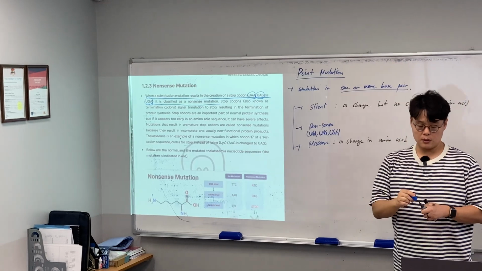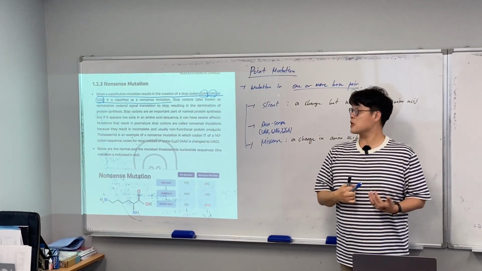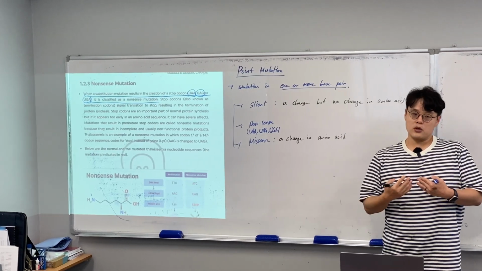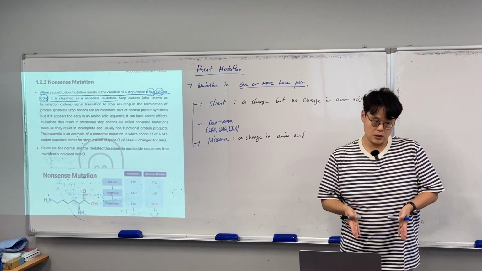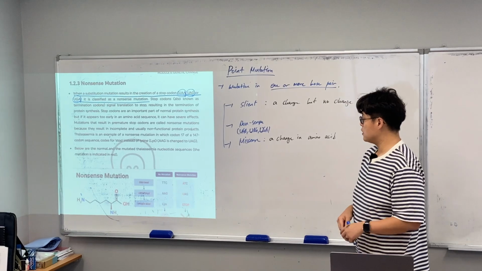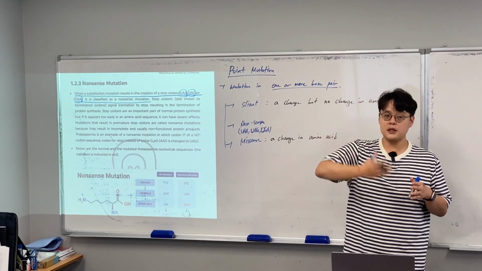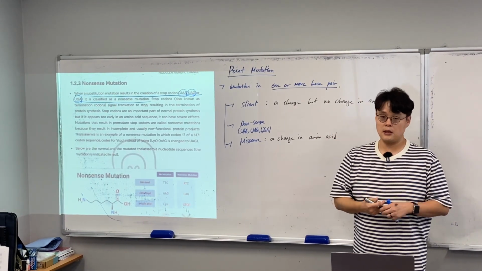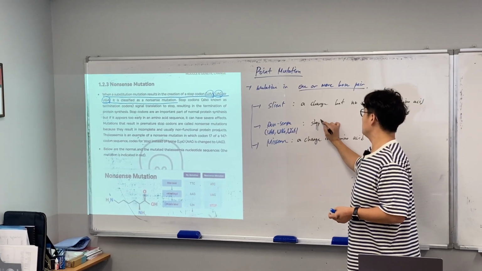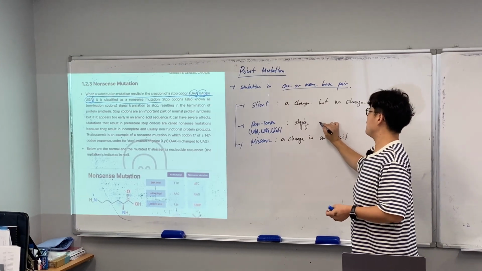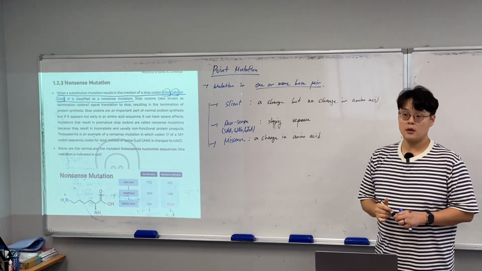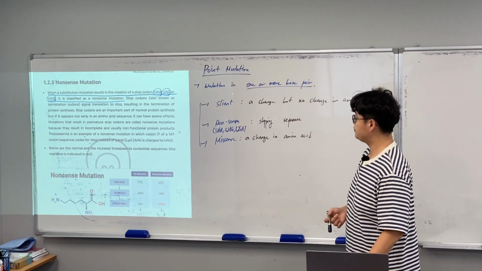So what happens if we get this kind of nonsense point mutation, the substitution of that? Your sequence of amino acids will now be stopped, as we are replacing the base pair with a stop codon. So instead of producing an amino acid, it will cut the sequence of the polypeptide. The way I can summarize that is stopping: basically stopping the polypeptide, or not producing any further.